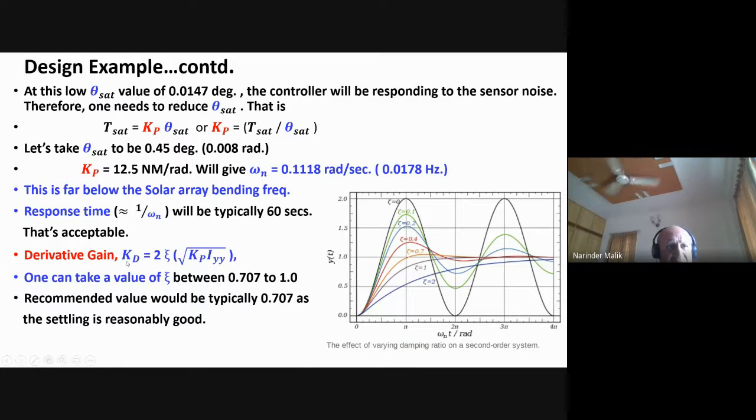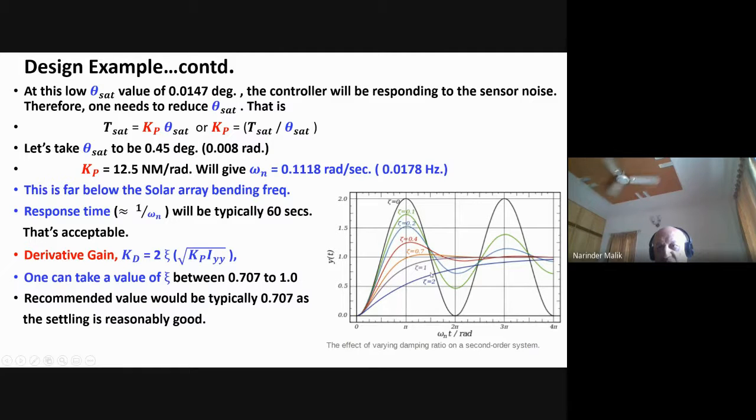Now we have to find the derivative gain, Kd. Having found Kp, the typical value of zeta would be between 0.7 to 1, because more than 1 is an overdamped system, it becomes sluggish. See here, if you see this picture, zeta is 0, sinusoidal. 0.1 takes more time. 0.2, slightly less time. 0.4, still less. 0.7, okay.